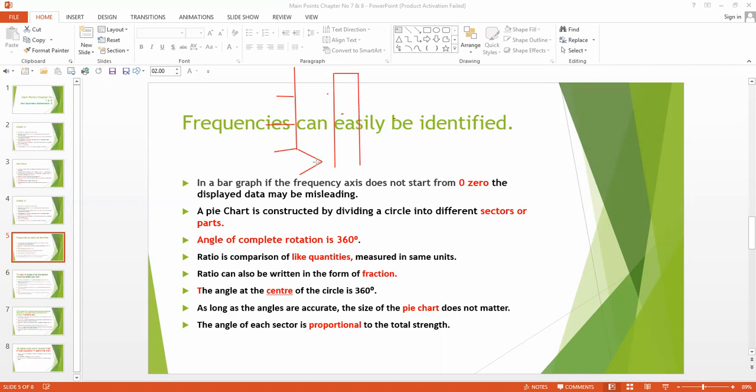Okay. And this shows the uneven data. Here you have to write 0. Because if you don't start from 0, it becomes misleading. You must be confused. Next. First of all, I have to erase.